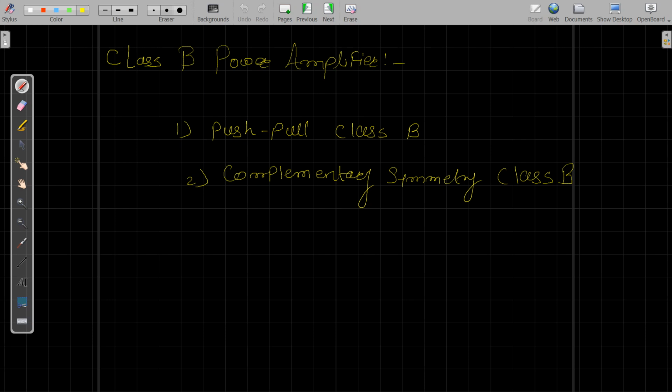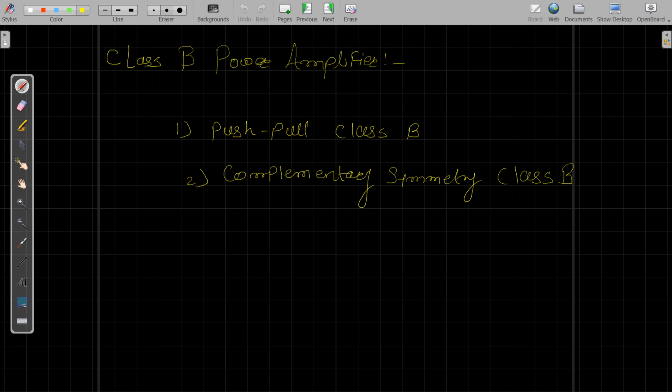Hello everyone. Today we are going to see Class B power amplifier analysis in detail. Before doing the analysis part, let us revise what a Class B power amplifier is. We know that for a Class B power amplifier, we select our operating point, that is the quiescent point, on the x-axis itself. Whereas in a Class A power amplifier, we have seen that we selected the operating point exactly at the center of the load line.